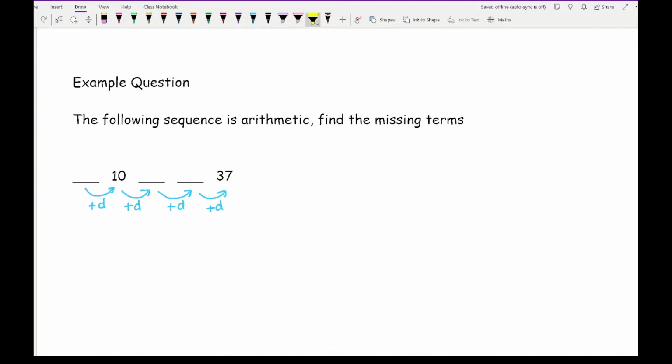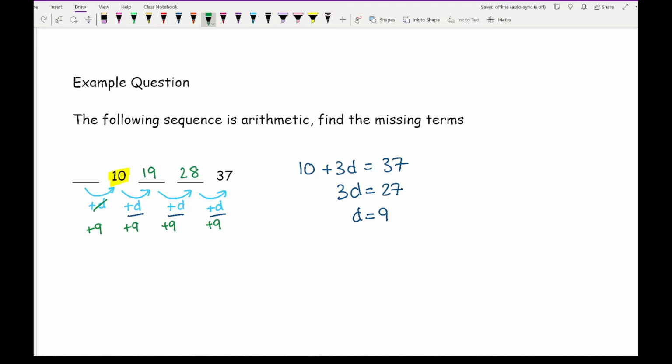Now, to work this out, I need to recognize that I'm starting at 10. To get from 10 to 37, I need to add 3 lots of the difference. So it's going to be 10 plus 3D, and that's going to equal 37. If I simplify this, I get 3D equals 27, so D equals 9. What I've worked out is that I'm going to be adding 9 to each of these numbers. So the next number from 10 is going to be 19, add 9 is going to be 28, and the one before that is going to equal 1, and so there I've completed the missing terms.